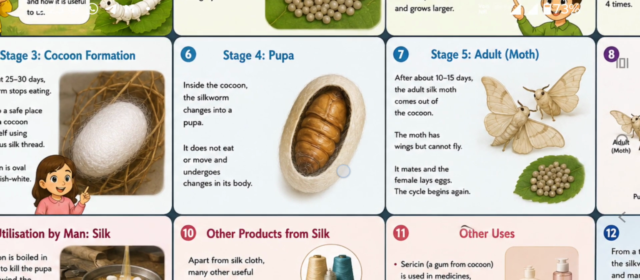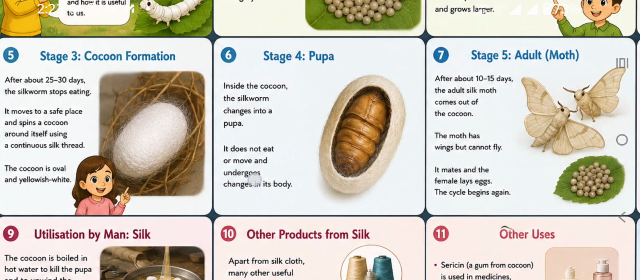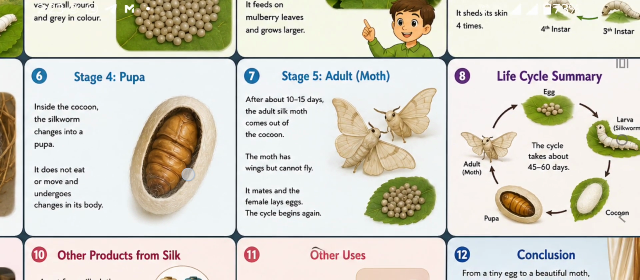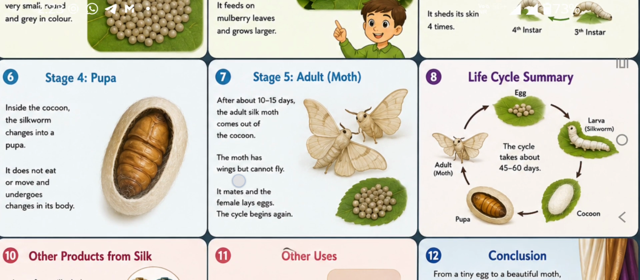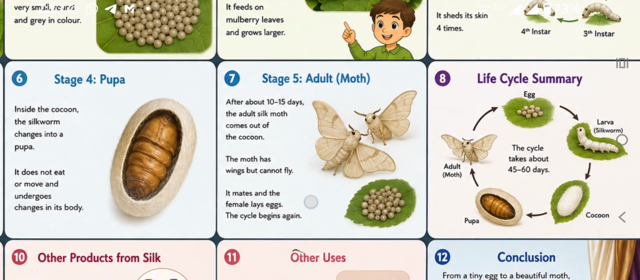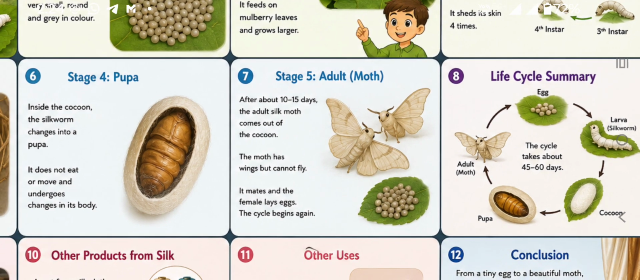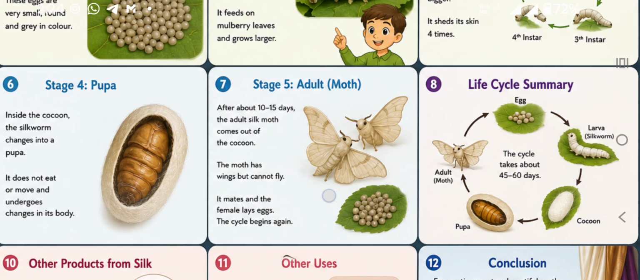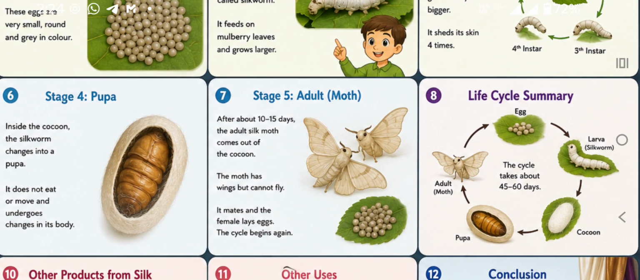So this cocoon is woven with the silk thread, and the pupa forms inside the cocoon, and then it will change into the next stage, that is the adult moth. After about 10 to 15 days, the adult silk moth comes out of the cocoon. Then the moth's wings appear but it cannot fly. Then this mature adult female lays the eggs. So the life cycle begins again.